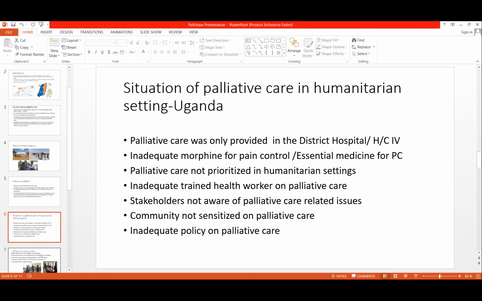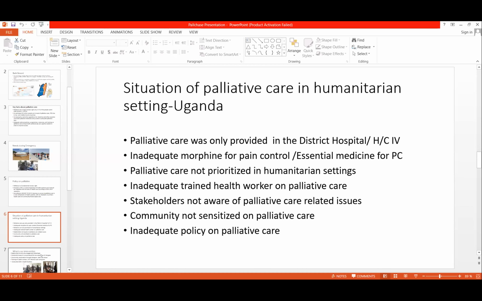So in a health center, we initiated palliative care. There was inadequate pain relief, that is morphine, in these hospitals, and also essential medications of palliative care that we know, like the dexamethasone, the bisacodyls and other essential medicines were really limited. And palliative care was not prioritized in a humanitarian setting at all. We didn't have any palliative care by then.